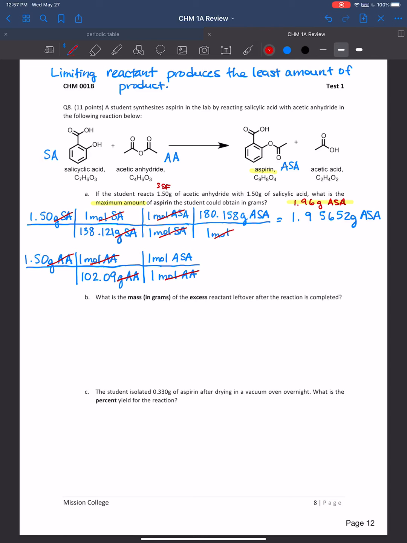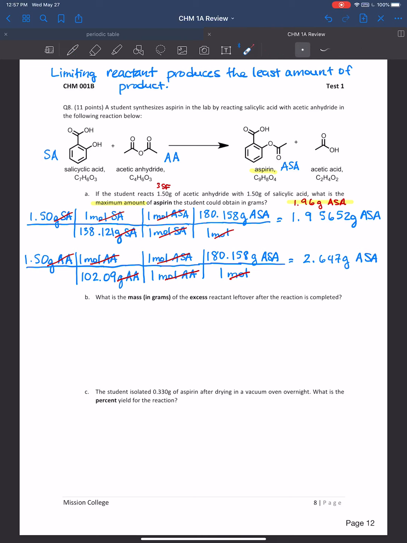All right, now we're in moles of acetylsalicylic acid. And now we want to convert to grams. And so we're comparing apples to apples. Grams of acetylsalicylic acid or aspirin. When we calculate this, we get 2.647 grams of the aspirin product here.